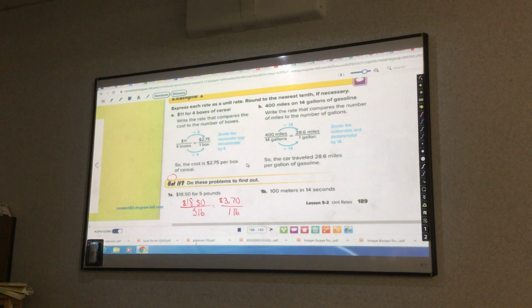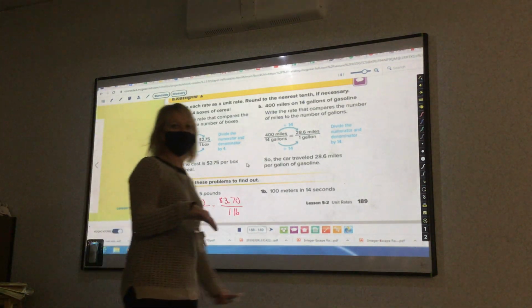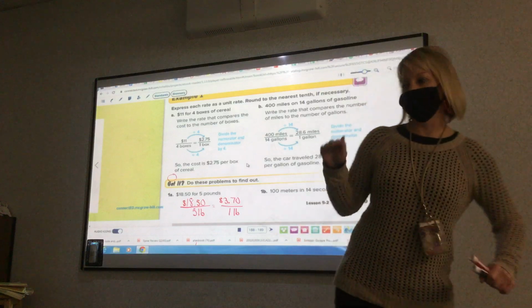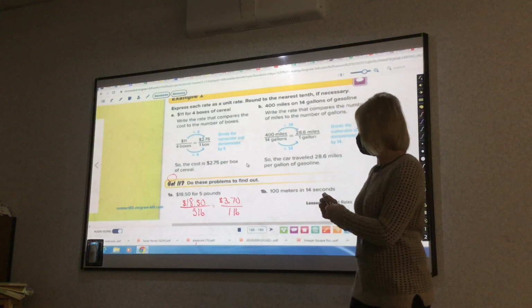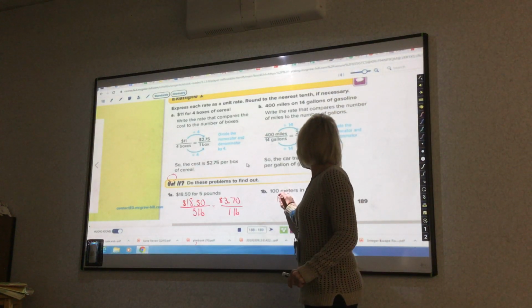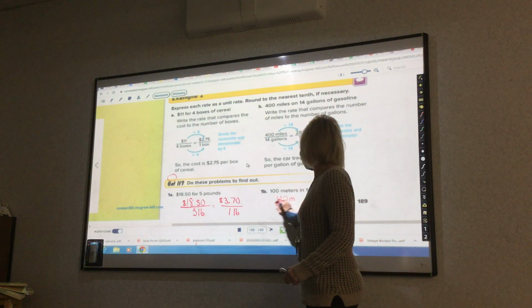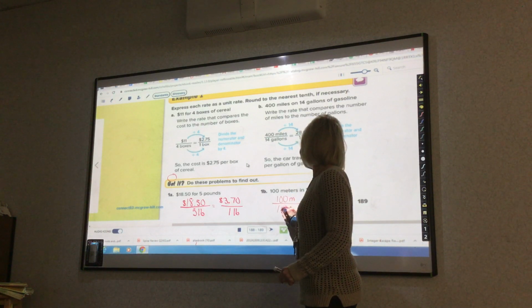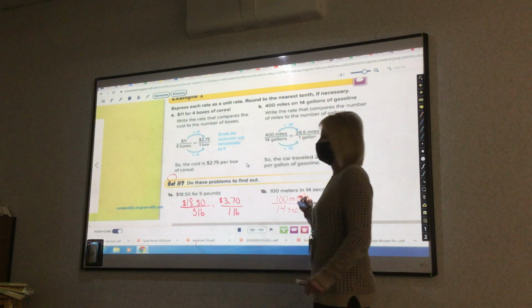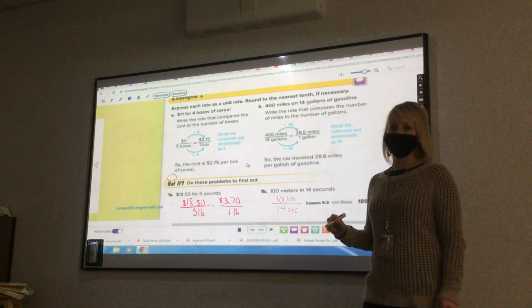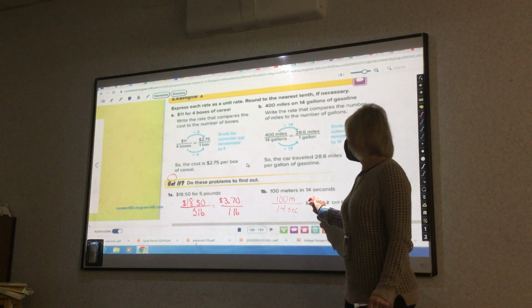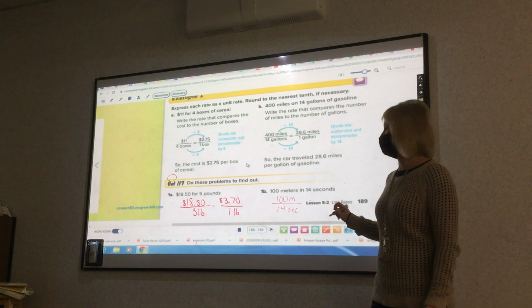By being able to use a calculator, it shouldn't take very long, but as I scan through some of your answers, I'm not seeing labels. You have to have the labels. So when I would have started this, I would have written 100 meters over 14 seconds. So it's 100 meters per 14 seconds. Then you did 100 divided by 14, which came out to be what?